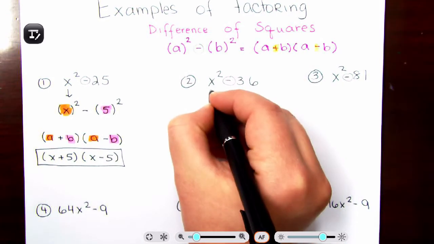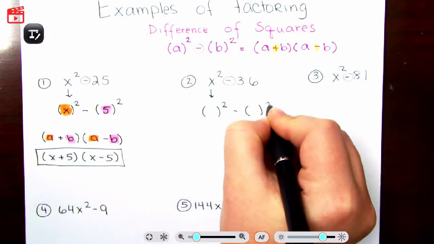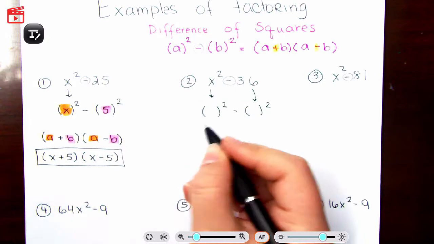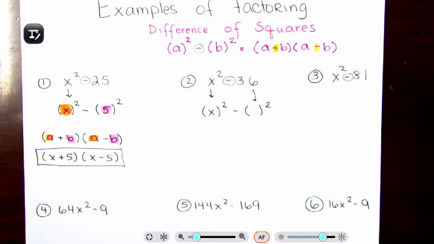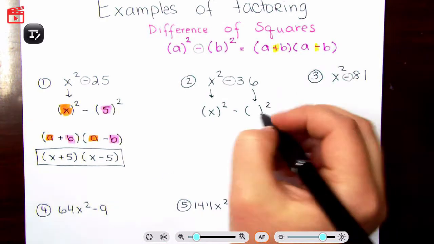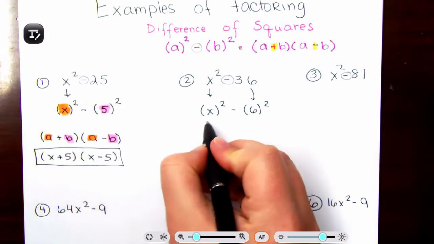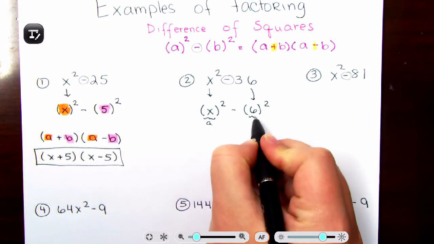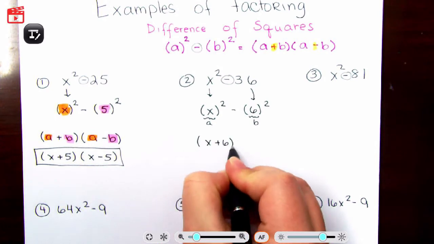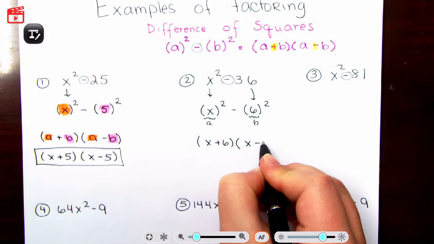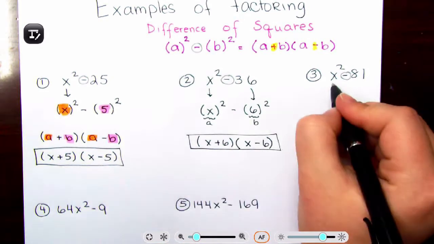Let's do that one more time. Again, we want to rewrite this as bubble squared minus bubble squared. So x squared, how do we rewrite that? We're going to rewrite that as x in parentheses squared. 36, how do we rewrite 36? Well, 6 times 6 is 36. I'm going to rewrite that as 6 squared. Here's my a, here's my b. So this is going to look like a plus b times a minus b. And that's our answer.